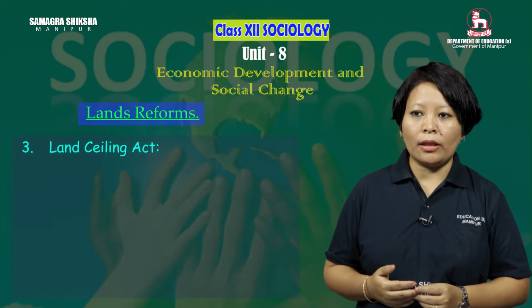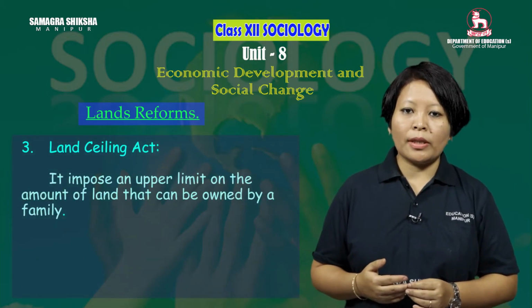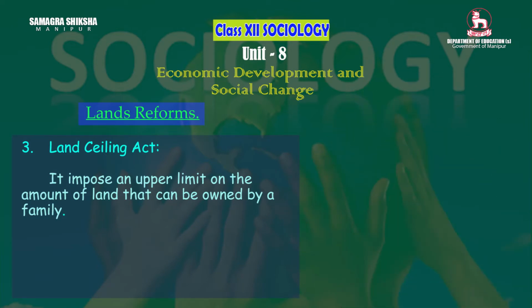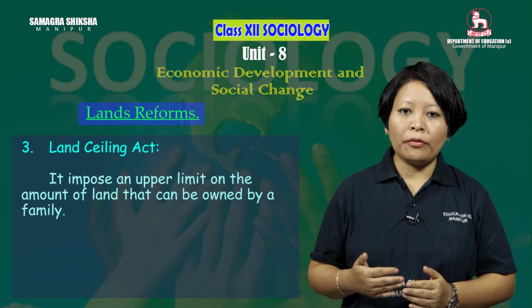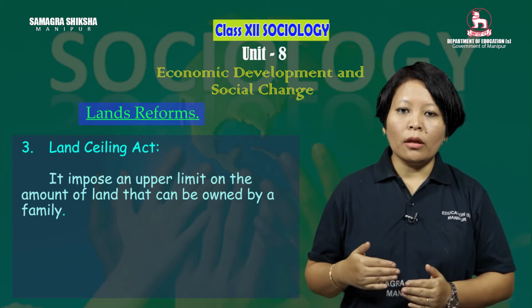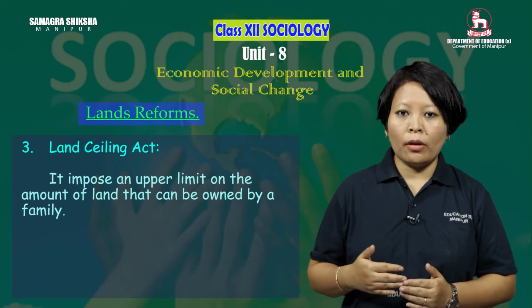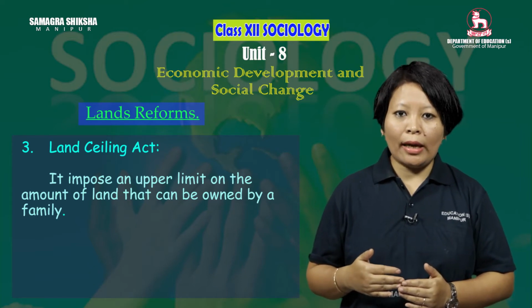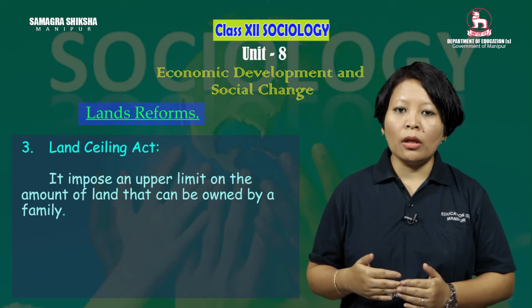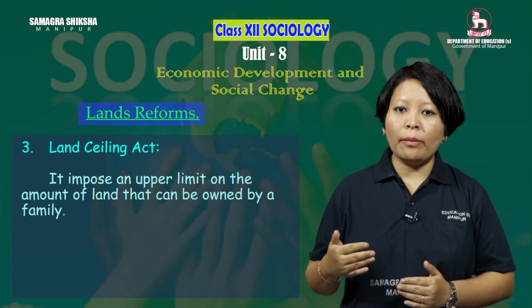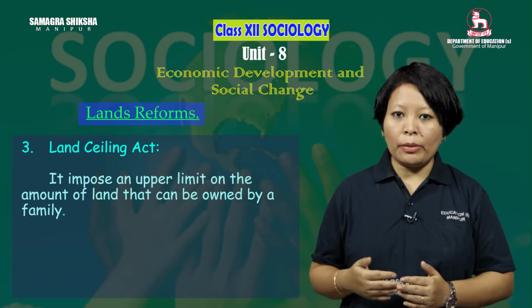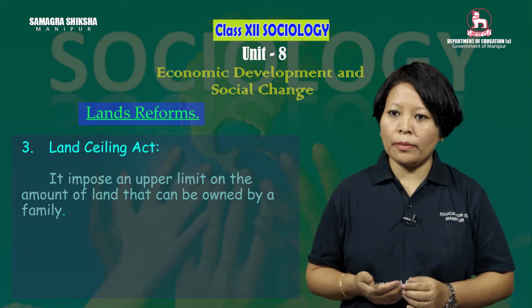Third is the Land Ceiling Act. It imposed an upper limit. Ceiling means roof, meaning the maximum area of land that an individual can possess. So a particular individual cannot have land more than a fixed limit. Even this Land Ceiling Act was not very successful, because many landlords registered their land under different names, resulting in benami land and the like.